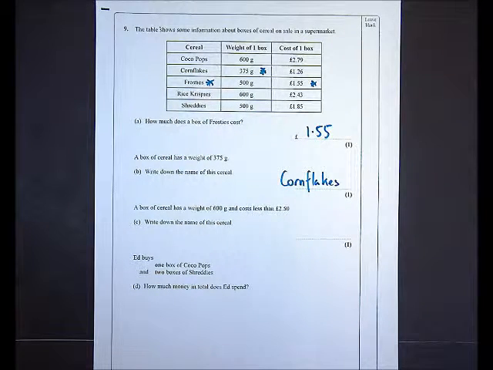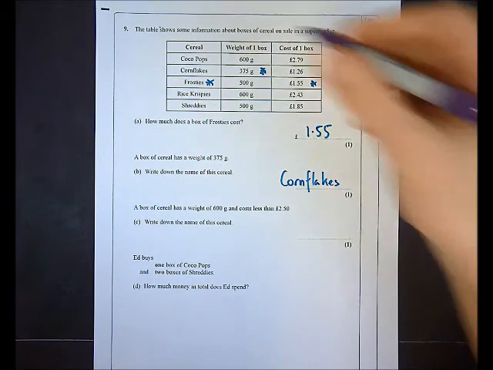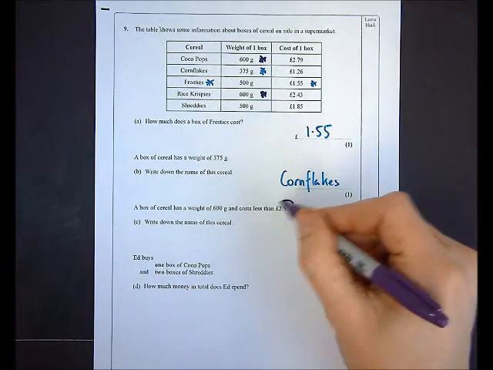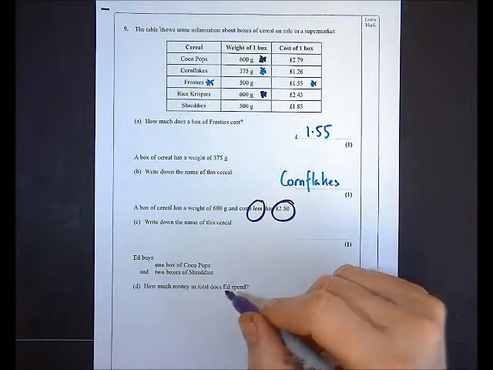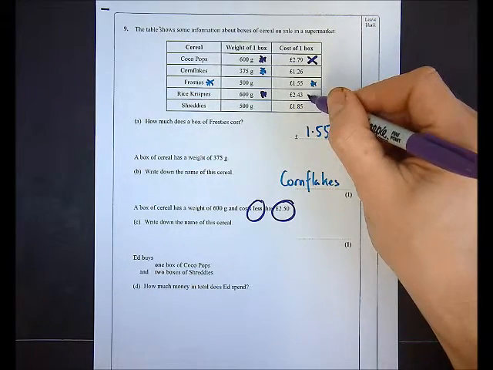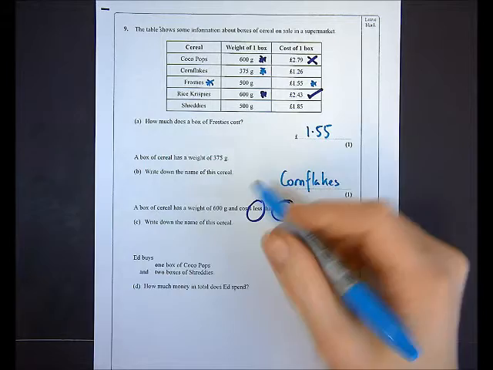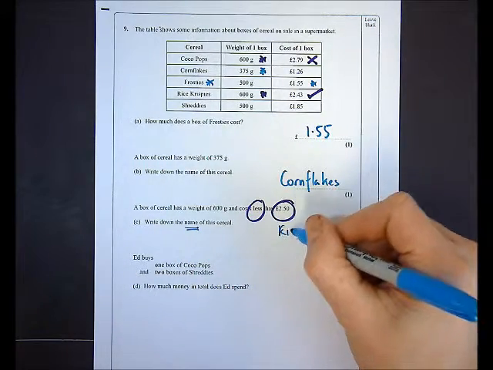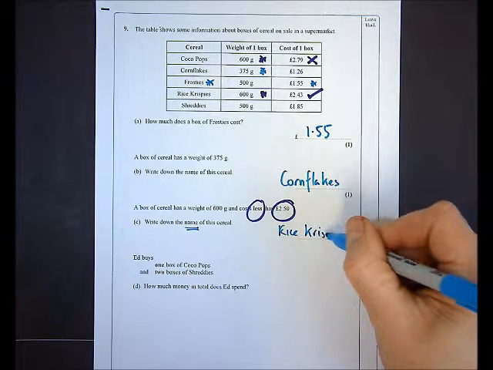Part C, I'm told a box of cereal has a weight of 600 grams and costs less than £2.50. So there are 2 of these that have a weight of 600 grams, which is this one here and this one here. But I know that it costs less than £2.50. This one is more than £2.50, so it can't be that one, so it must be this one here. And I'm going to write down the name of this cereal, not the cost, the name. So I need to write down Rice Krispies. Make sure you answer the question.